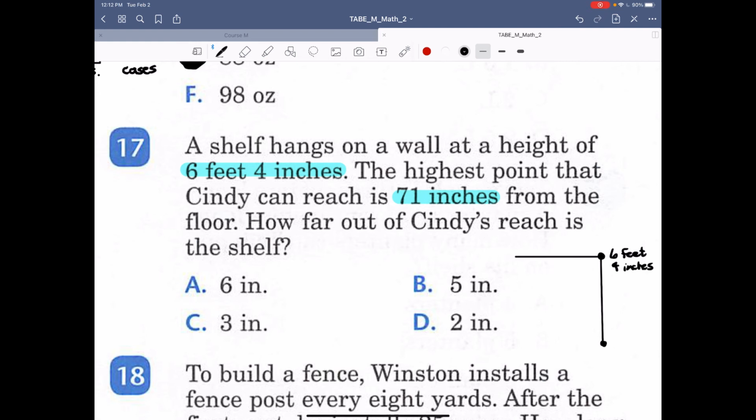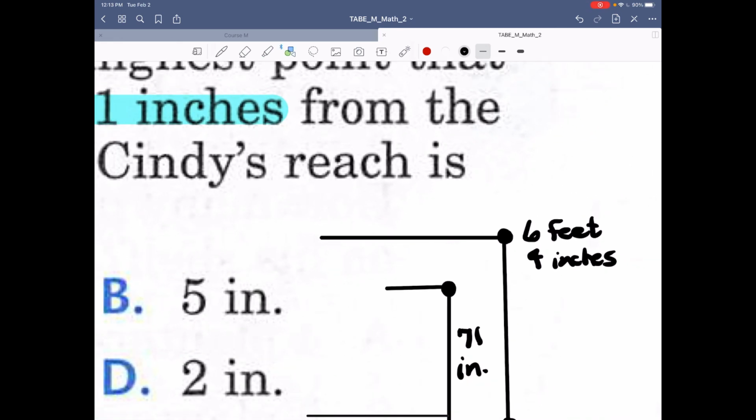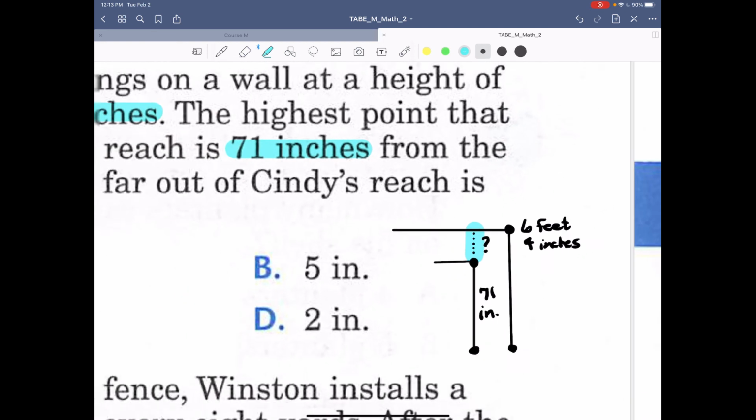And then here's Cindy. We'll just make a line for Cindy. Cindy's reach is 71 inches. We're looking for this distance. Whoops, sorry. We want to know what that dimension is right there. How far out of her reach is the shelf?